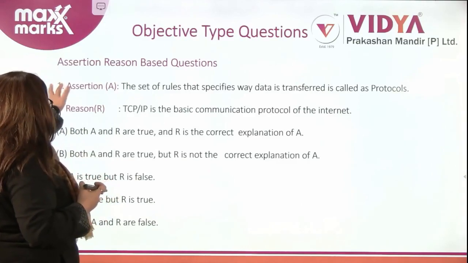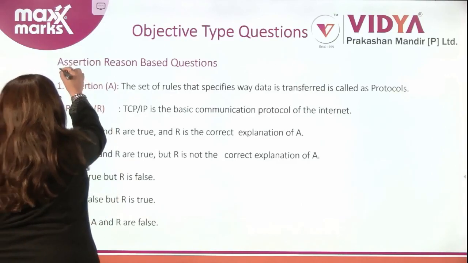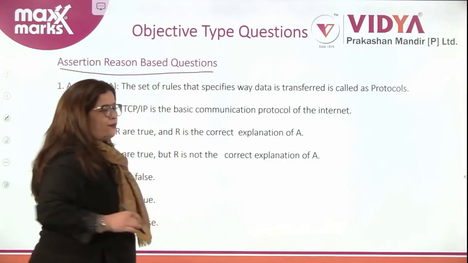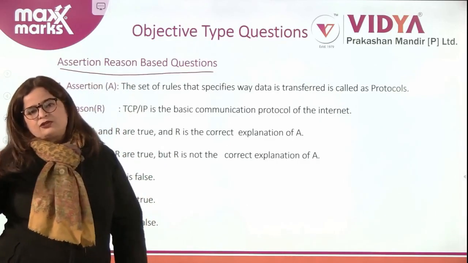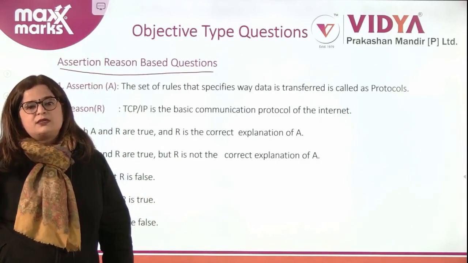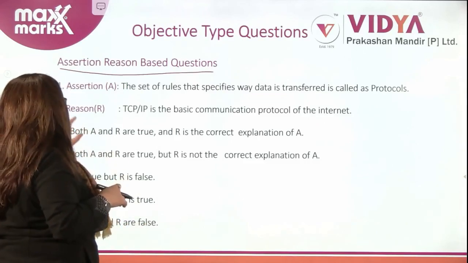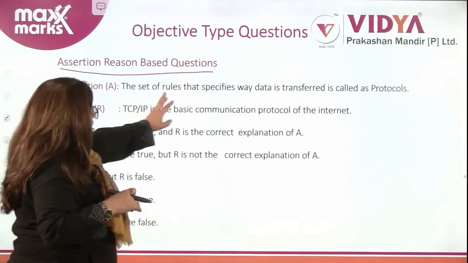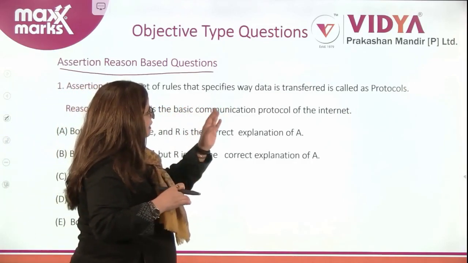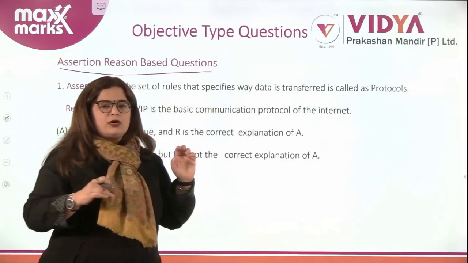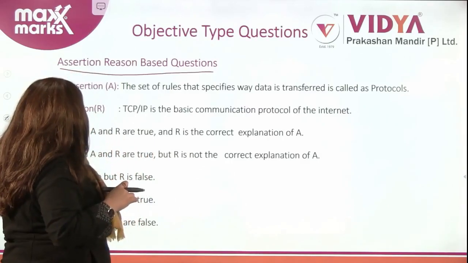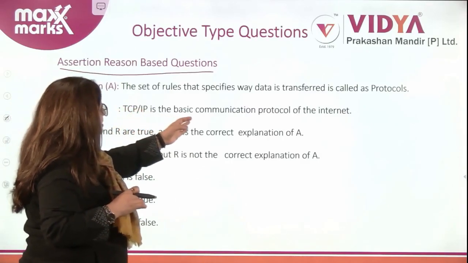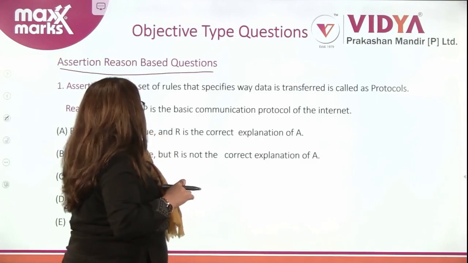So first we are discussing the assertion and reasoning based questions. This is the first time CBSE has introduced assertion reasoning based questions in the computer subject, right? So the first question is: the set of rules that specifies the way data is transferred is called protocols, right? And the reason given is: TCP IP is the basic communication protocol of the internet, right?